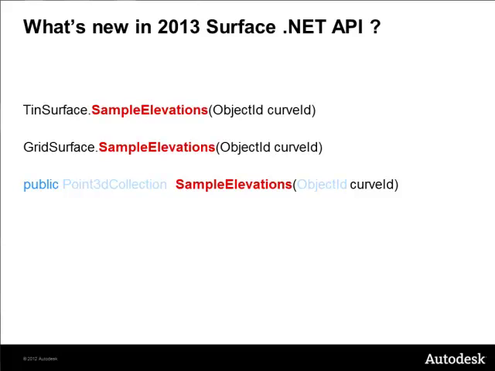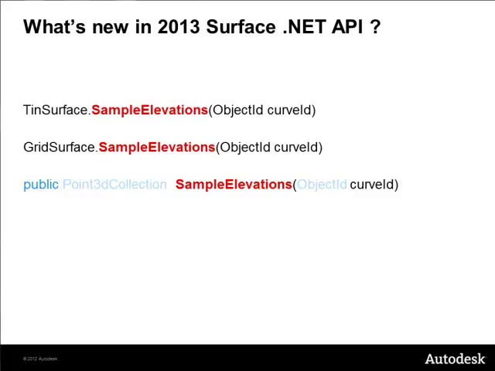Okay, now let me go through the enhancements made to the Surface .NET API in this particular release of Civil 3D. The .NET version of SampleElevations was not included in AutoCAD Civil 3D's 2012 release. However, in the 2013 release it's now included.